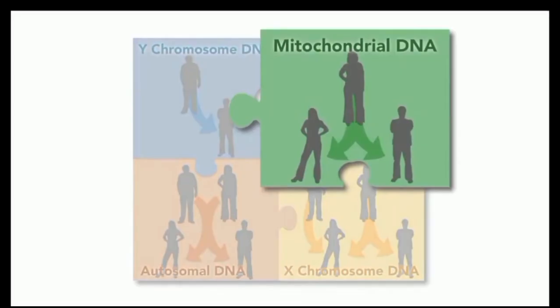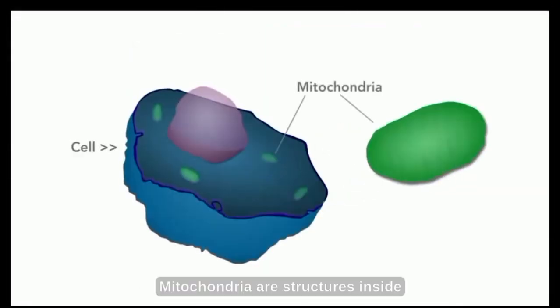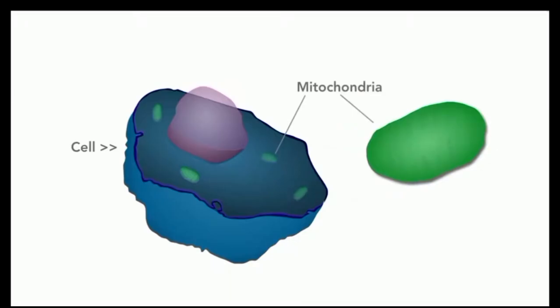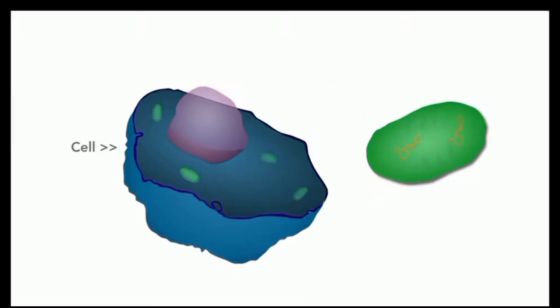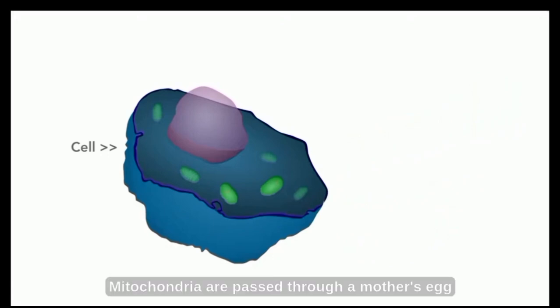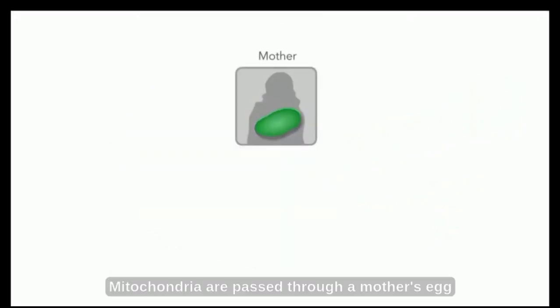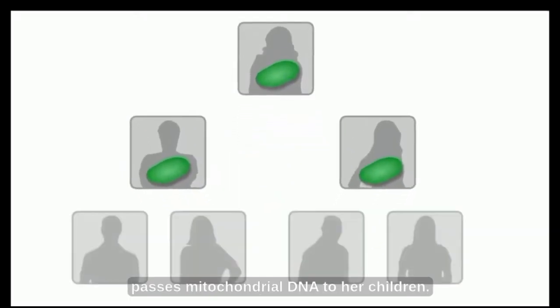Mitochondrial DNA. Mitochondria are structures inside the body that are responsible for energy production. They contain their own DNA and replicate independently from the cell. Mitochondria are passed through a mother's egg directly to both her sons and daughters. In turn, her daughter, but not her son, passes mitochondrial DNA to her children.